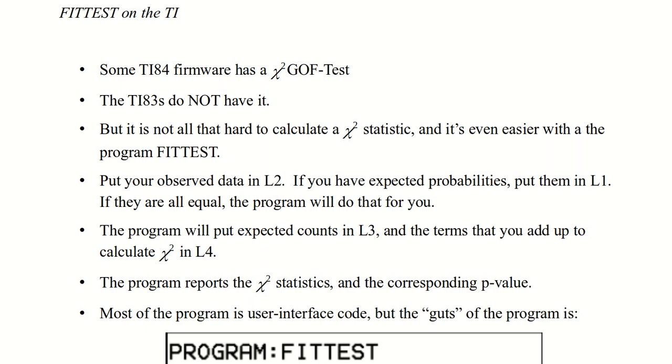We can calculate it, we can go through the work and figure out chi-squared, but it's definitely easier with fit test. The way we use fit test is we put our observed data as a list in L2. If we're also told expected probabilities and they differ from equal probabilities, then we can put those in L1. If they're simply equal probabilities, then we do not have to put them in L1, just leave L1 blank. The program will then compute the expected counts. It'll load that into L3, and then it'll use L4 to calculate chi-squared. It then tells you the chi-squared statistic and the corresponding p-value.